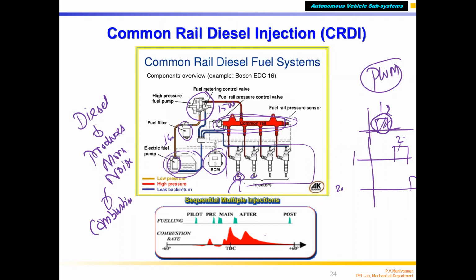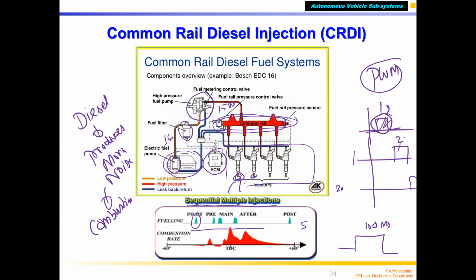But apart from that, instead of injecting all the fuel at one time, in a common rail injector you will inject multiple times. This is called sequential multi-fuel injection. For example, you have to inject, say, 100 milligrams of fuel. Instead of one injection, one pulse, in the CRDi engine they will give 3 or 5. You can see in this figure they are giving 5 pulses. Fuel is injected 5 times within the compression stroke.